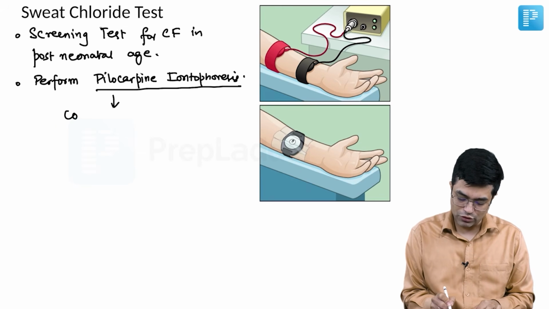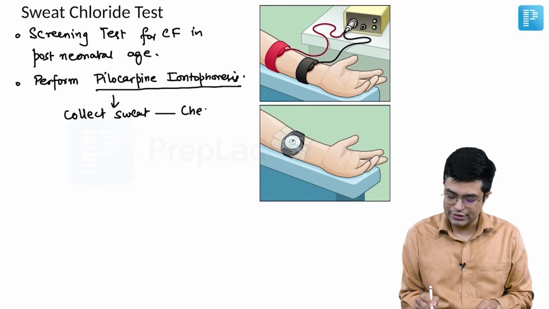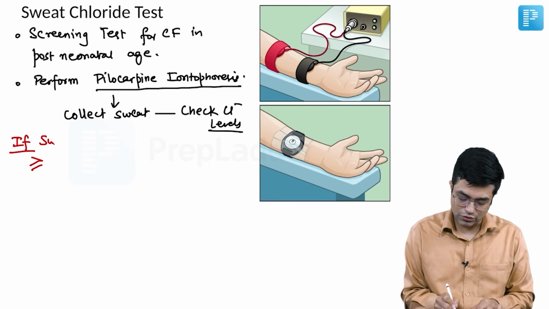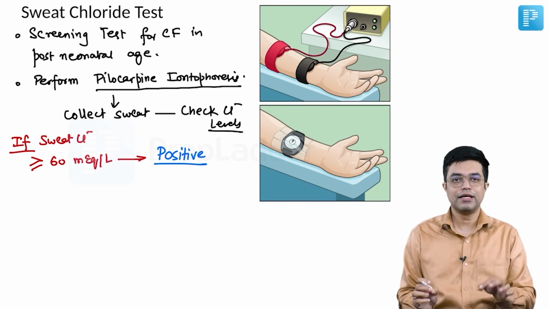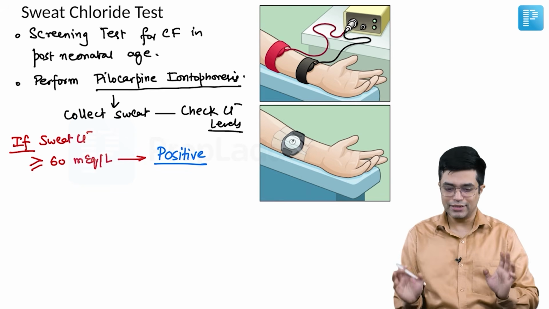You perform pilocarpine iontophoresis, you collect the sweat which is produced because of that, and check for its chloride levels. There can be three types of interpretations. If the sweat chloride level is equal to or more than 60 millicoulomb per liter, it is considered a positive sweat chloride test. So it is a positive screening test. Likely cystic fibrosis is present. We are not sure, but likely it is present.